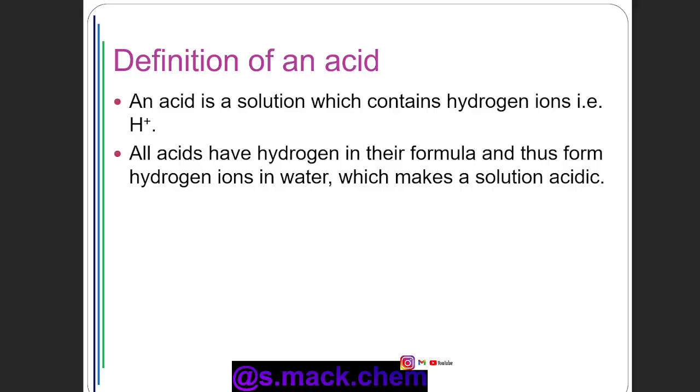If you know of any acids and are aware of their chemical formula, they contain hydrogen, and because of this hydrogen in their chemical formula, acids will form hydrogen ions in water, and it is these hydrogen ions that make the solution acidic.